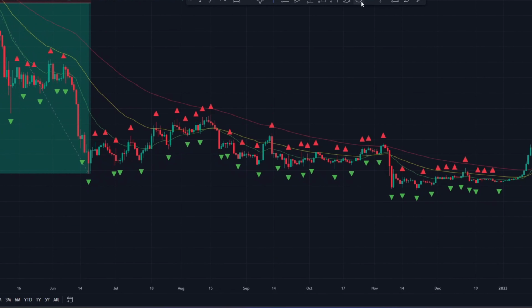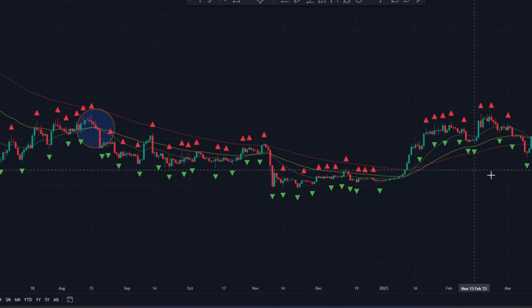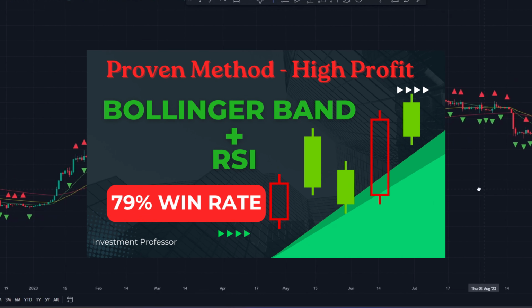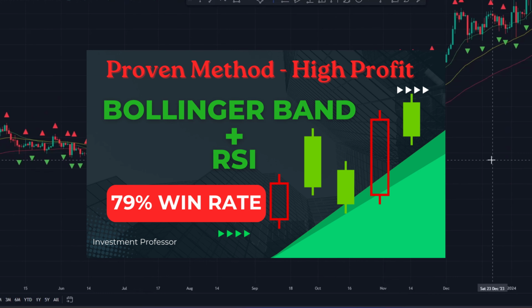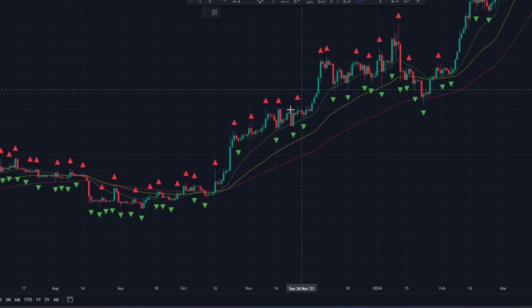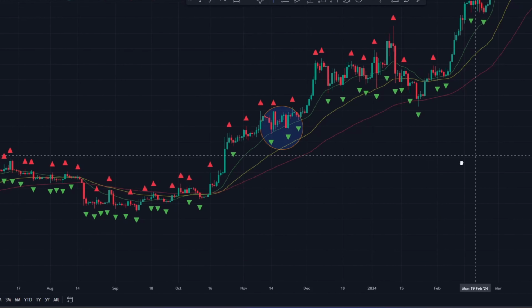That's it for this simple and effective scalping strategy using moving averages and the Williams Fractals indicator. I've just shown you a clear, step-by-step process that you can start using today.